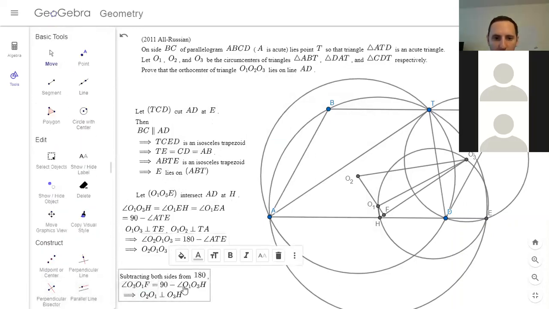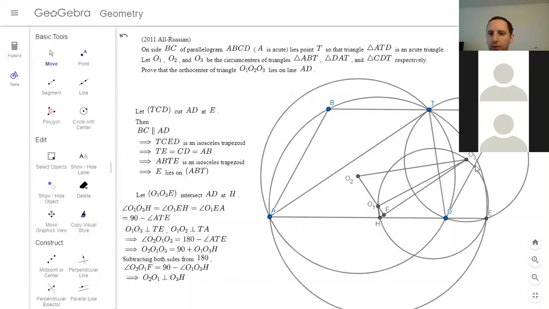Okay, so we defined H this way. Okay, so we know that O2O1 is perpendicular to O3H. And how do we know that, like you could say we make the same argument, but how do we know that H is the same point if you do it both ways?